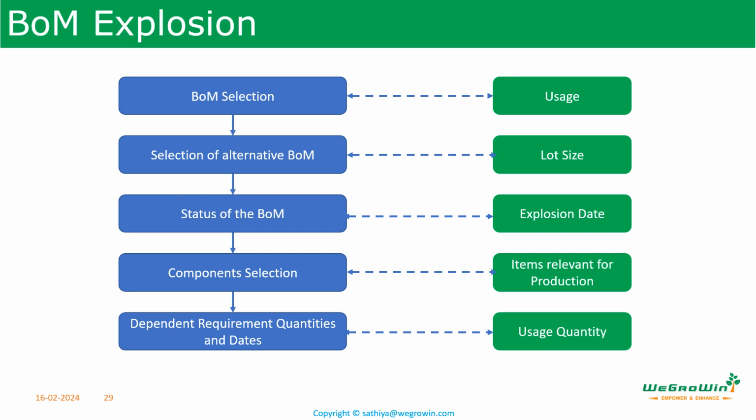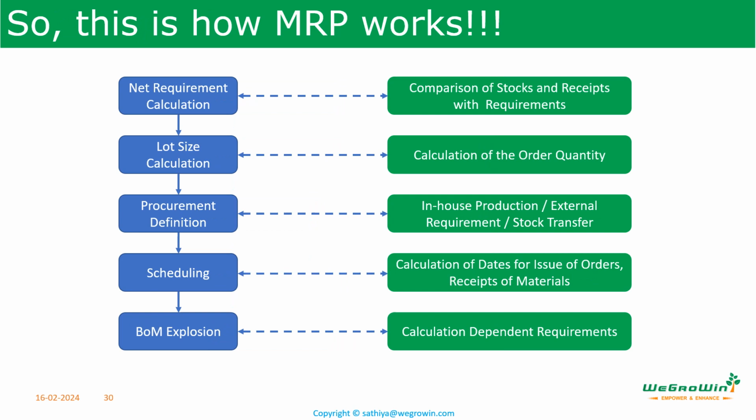Like this, the system will go on to the next material, then it will follow all the steps we discussed earlier. What are all the steps? Again, this is how the MRP works: net requirement calculation, lot size calculation, procurement definition, scheduling, BOM explosion, all these things will happen. This is how MRP works.